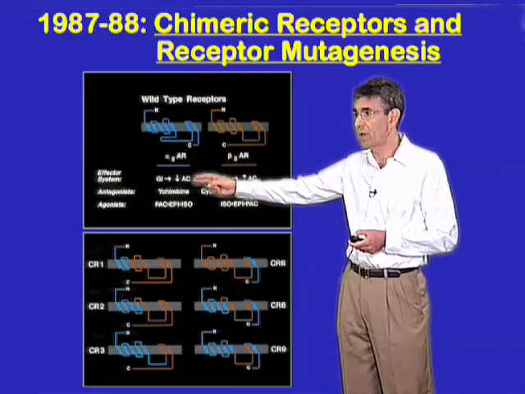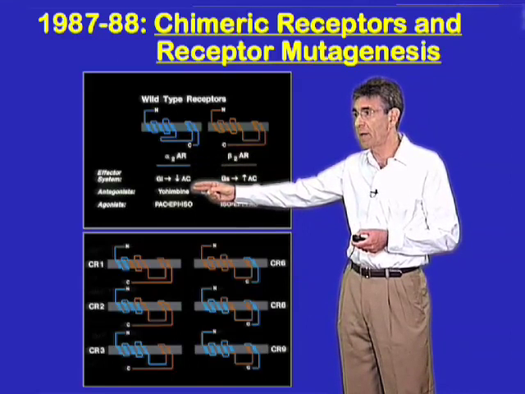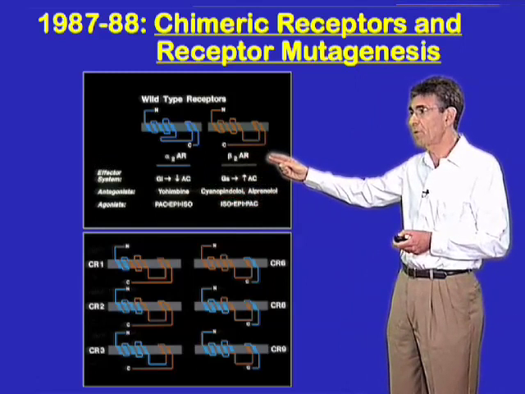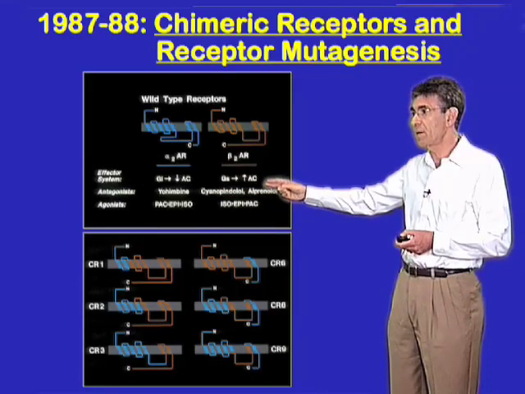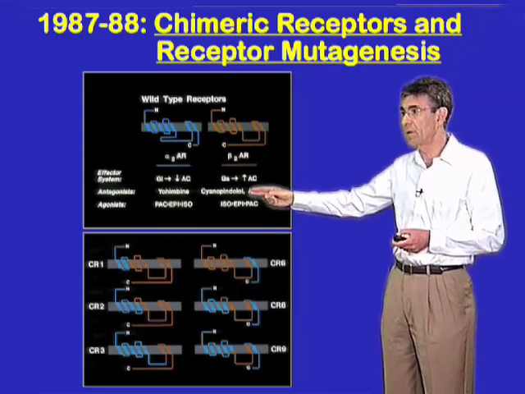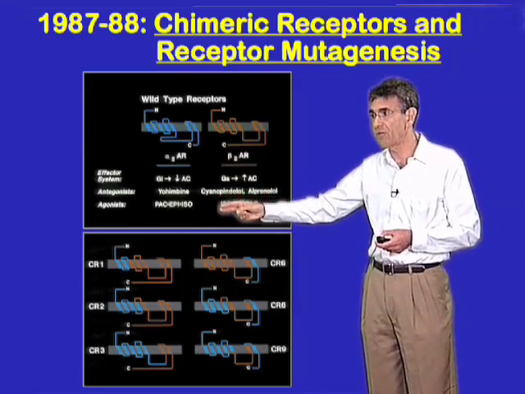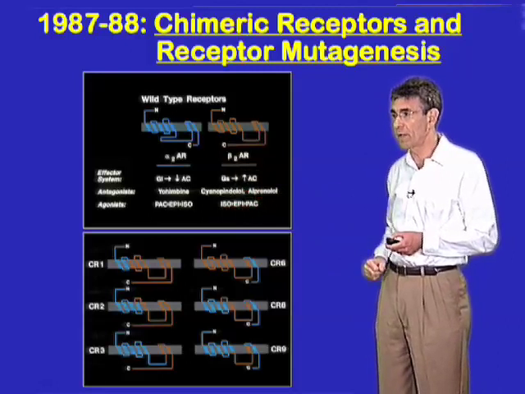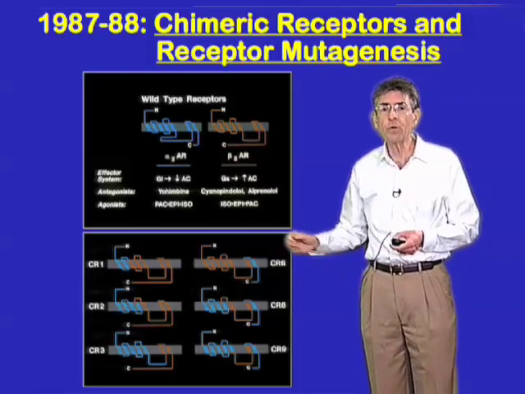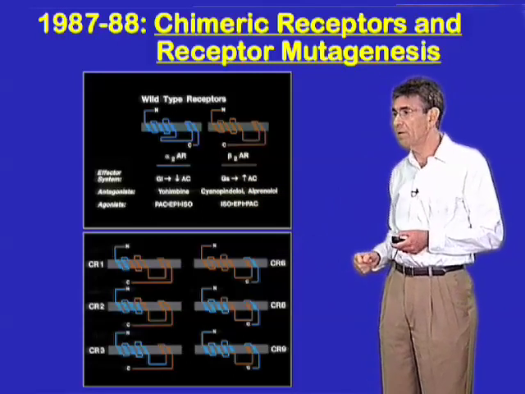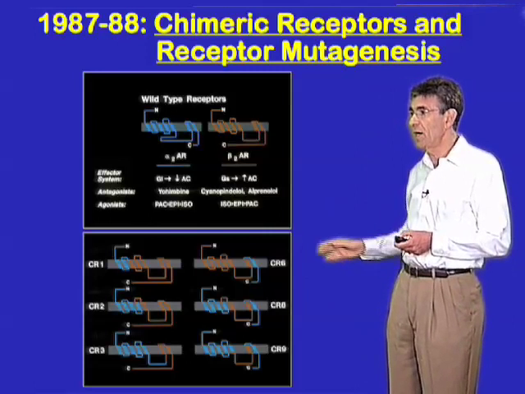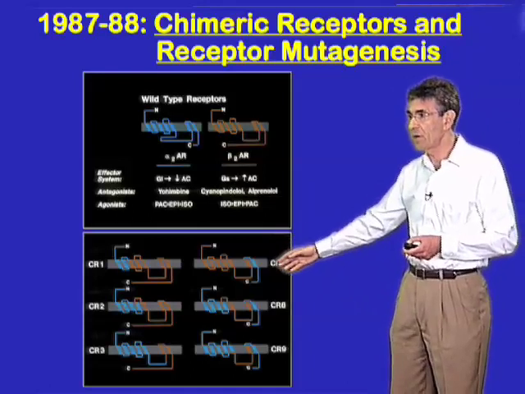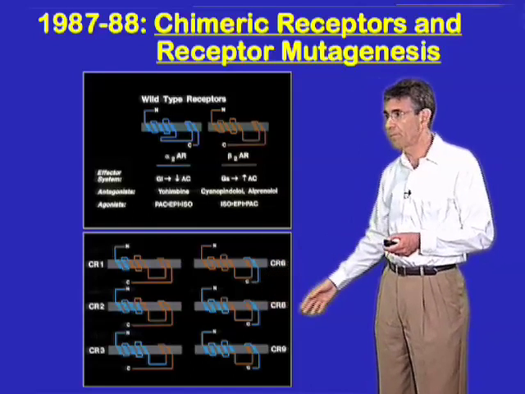Alpha-2 receptors activate Gi, thereby inhibiting adenylate cyclase, whereas beta-adrenergic receptors activate Gs, thereby stimulating cyclic AMP. And there are specific agonists and antagonists which bind with selectively higher affinity to one than the other. And so we created, using recombinant DNA technology, about a dozen different chimeras, and about half a dozen of those are shown here.